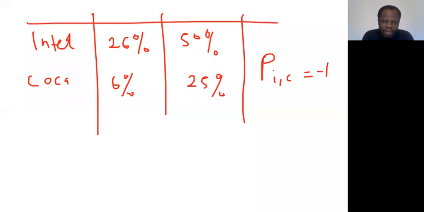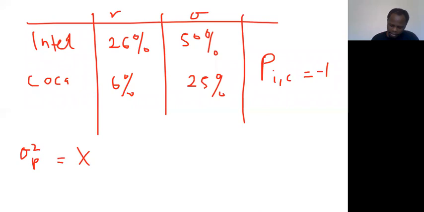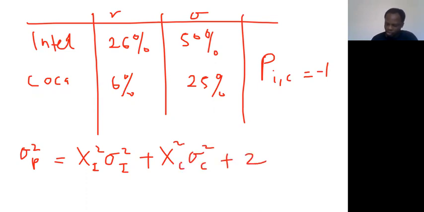So first of all, let's present the information in tabular form so that it will be easy for us to follow. So this is Intel, this is the return, and this is the volatility. First of all, if you write the formula for variance of a portfolio, it's going to be xi squared multiplied by the variance of I plus xc squared multiplied by the variance of Coke plus 2, because we are given the correlation, 2 multiplied by the correlation multiplied by the volatility of Intel and the volatility of Coke, right? Great.